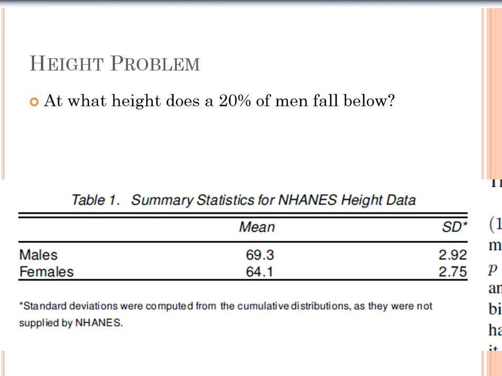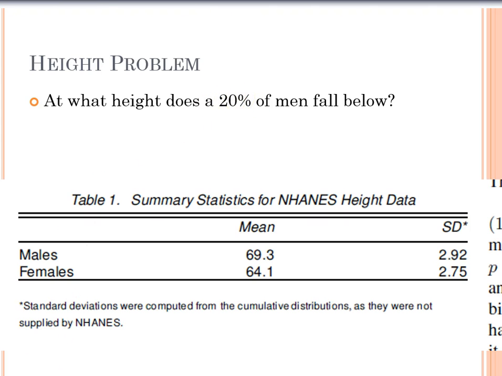So let's do this for a couple of problems. I pulled up here the summary statistics for the heights of men and women again. And the problem we are looking at is we want to know at what height 20% of men fall below. So here we're given a percentile and we're trying to find the height that's associated with it. So the first thing that we need to do is find the z-score that's related to 20%.